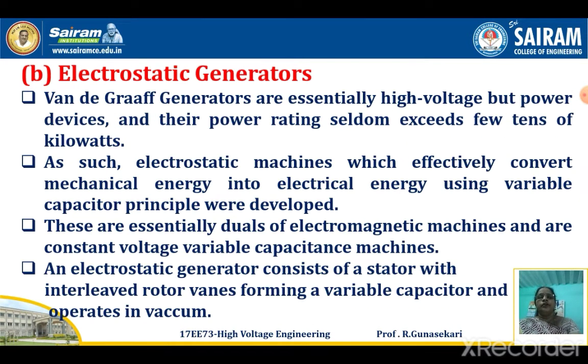So these are extremely flexible and precise machines for voltage generation. Now we studied the electrostatic generators. This is the second type of electrostatic machines. The Van de Graaff generators are high voltage but low current. The power rating seldom exceeds a few tens of kilowatts only.